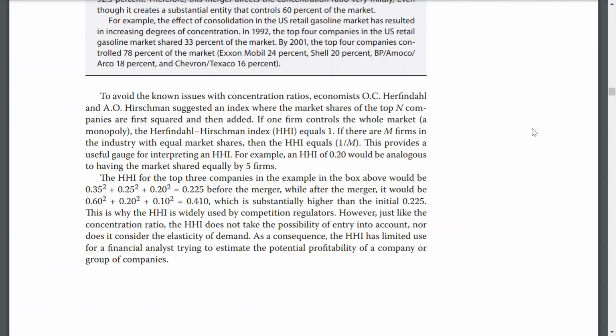However, just like the concentration ratio, the HHI does not take the possibility of entry into account, nor does it consider the elasticity of demand. As a consequence, the HHI is of limited use for a financial analyst trying to estimate the potential profitability of a company or group of companies.